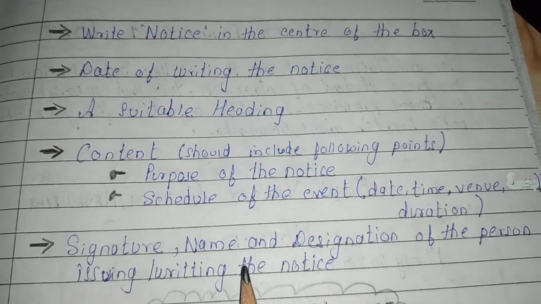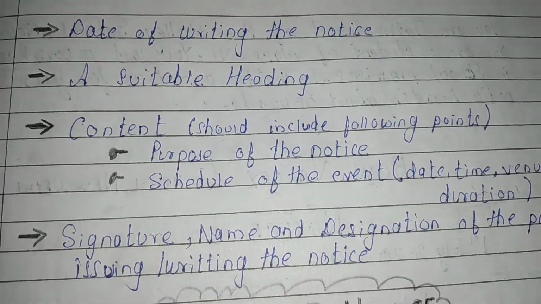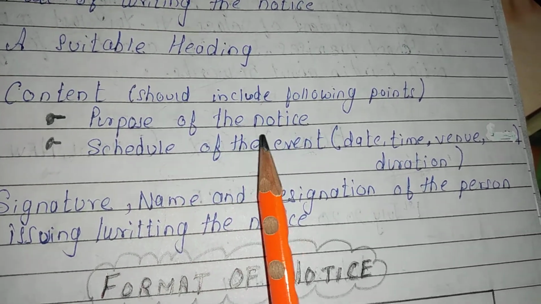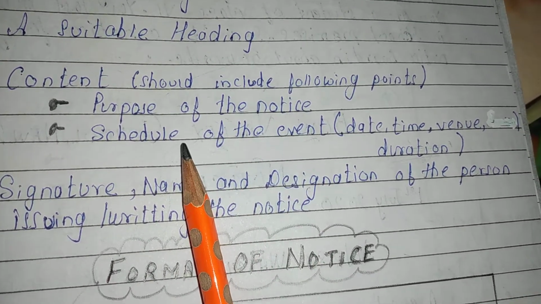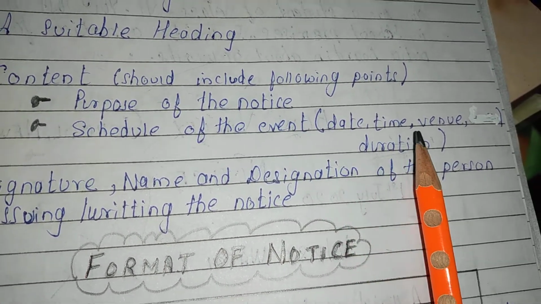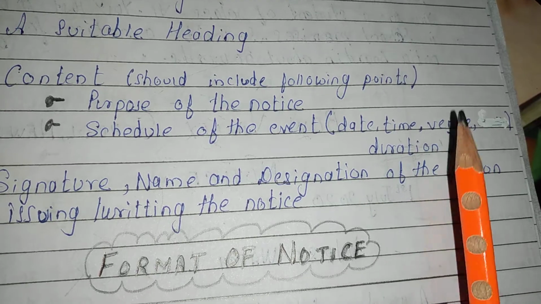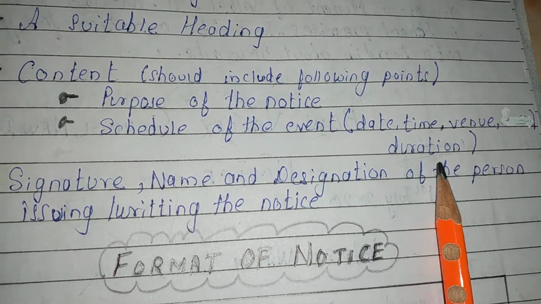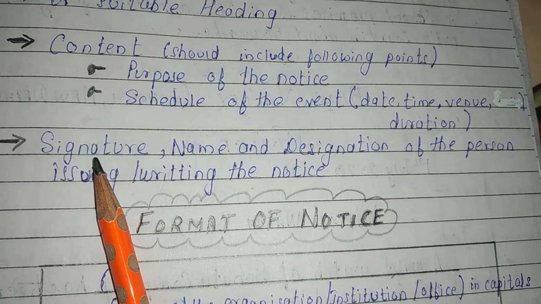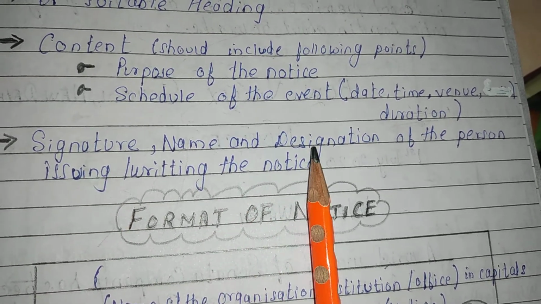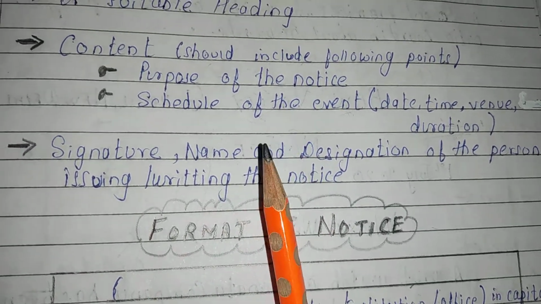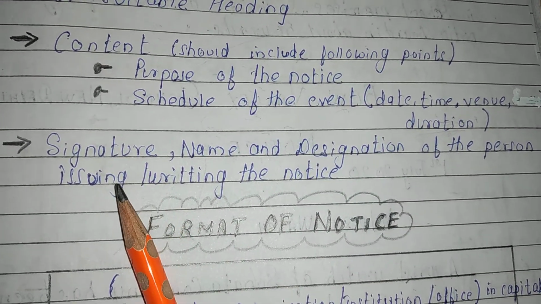Content students is the main matter that you write. And what points should be in it? First point should be the purpose of writing the notice, that is, why you are writing the notice. Schedule of the event, that will be the date, when it happened, time, venue, place, and then duration. And the last step is to mention your signature, name and designation of the person issuing or writing the notice. So whoever is writing the notice, their name will come below.